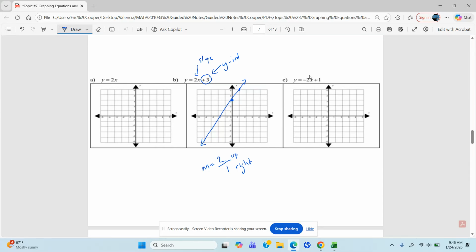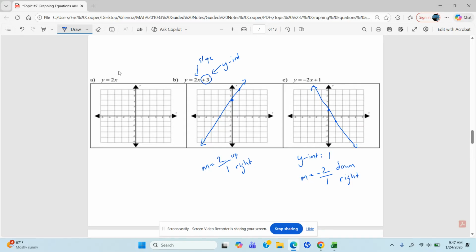Let's do the same thing for letter C. It's negative 2x plus 1. Here the y-intercept is 1. So we're going to start 1 above the origin. Now my slope is negative 2. Again, I'll turn it into a fraction by putting a 1 underneath it, but this time it's negative. So we're going to move down 2 and to the right 1. We always move to the right when we do the bottom number. So from here, I'll go 1, 2 down, and 1 to the right, and then I'll be able to graph my equation.